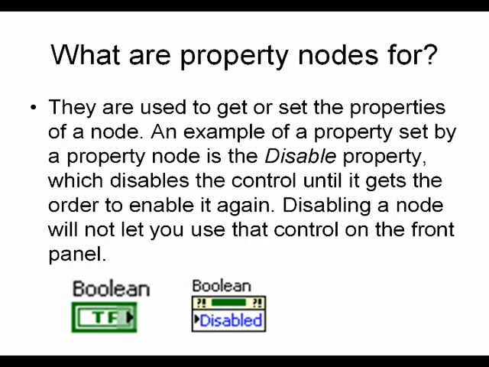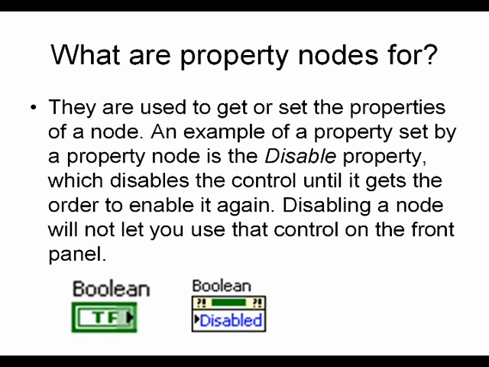The property node is used to get or set properties on a node. An example of a property set by a property node is the disabled property, which disables the control until it gets the order to enable it again. Disabling a node will not let you use that control on the front panel.